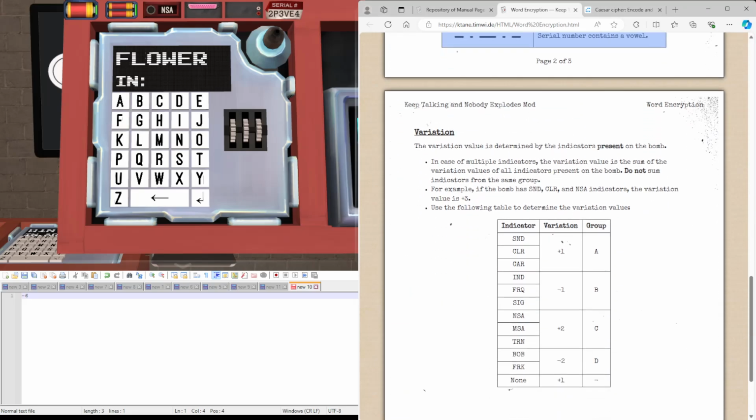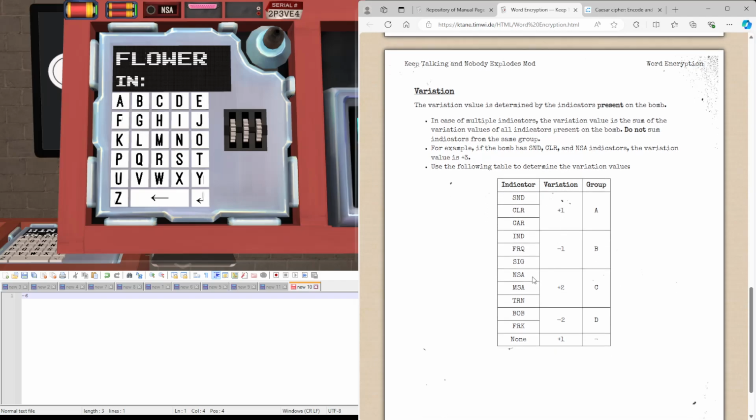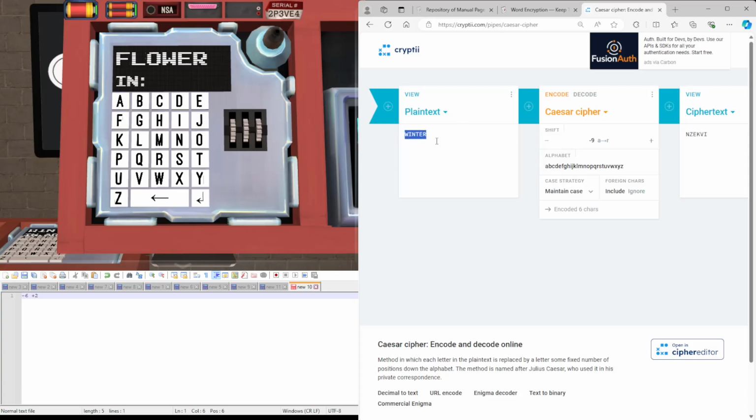Now, our variation value, we only have one indicator this time. So we don't do any adding or subtracting. We just know that our variation is +2. In the case of having no indicators, use the bottom row here. So now we'll be encoding the word flower, starting with -6 and going +2 each time.